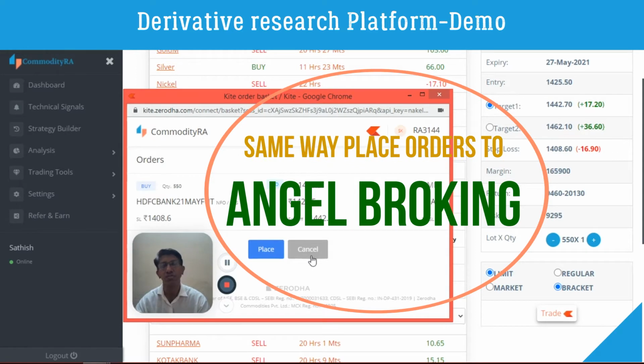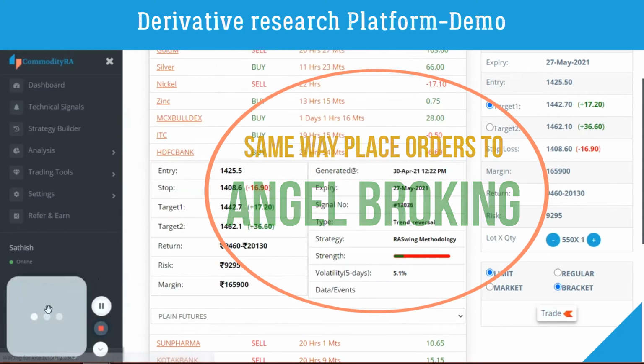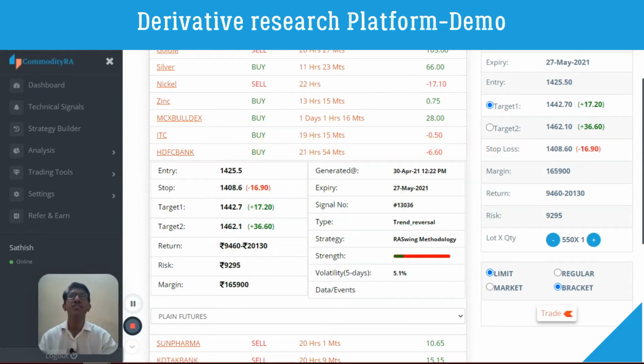That order goes to the Zerodha platform. I am cancelling the order here because it's only a demo order. Now let's see the margin here. The margin is 1,65,900 rupees.